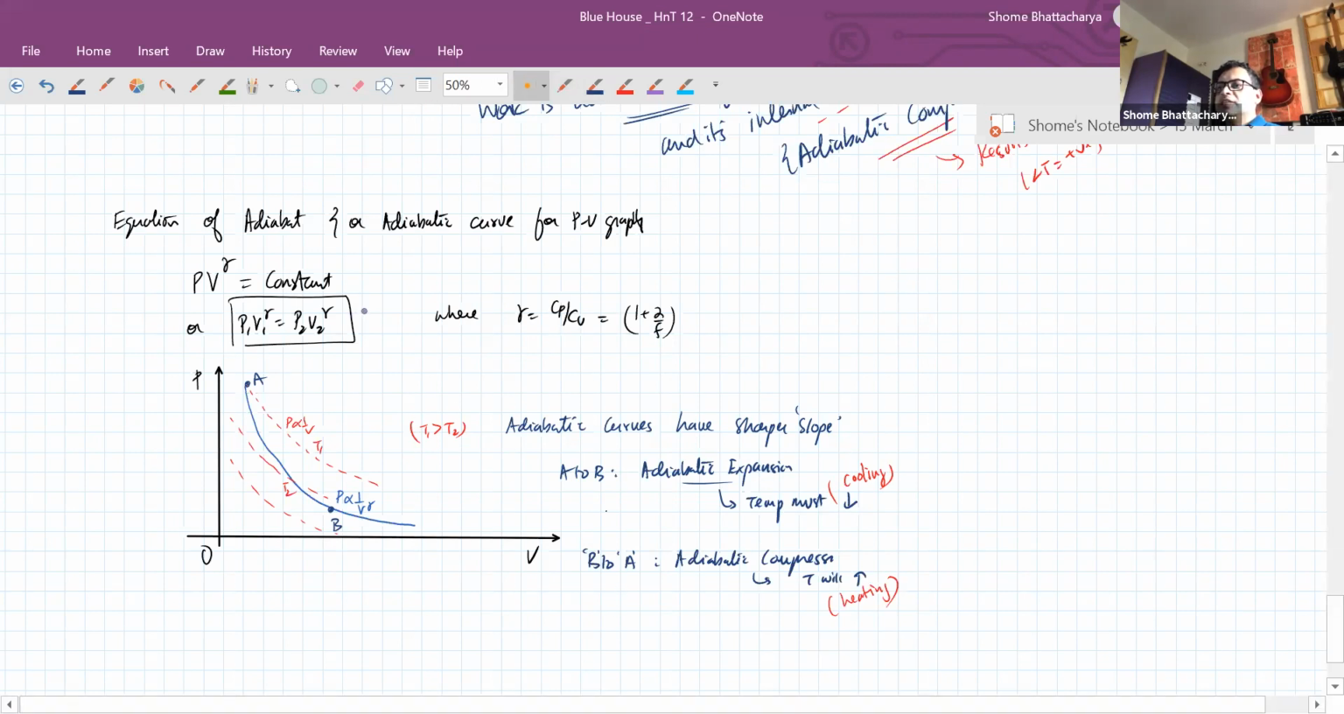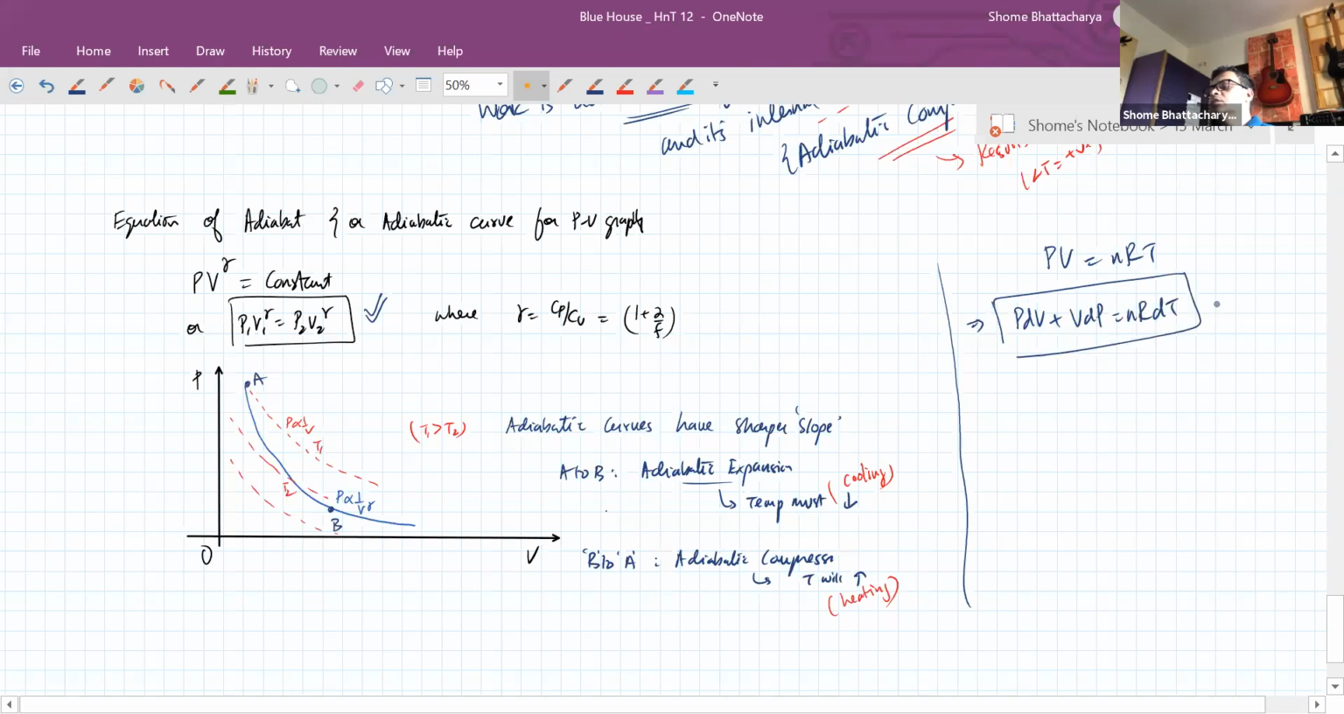Now I won't get into the derivation of this equation again, but just briefly I'll tell you how we did it. We used the PV equal to nRT equation in differential form: PdV plus VdP is equal to nRdT. So that was one equation that we used. And we use Q is equal to delta U plus W, but in this case Q is 0. So delta U plus W is 0. But again we use this in differential form: dU plus dW is 0, which means that n f by 2 R dT plus PdV must be 0.